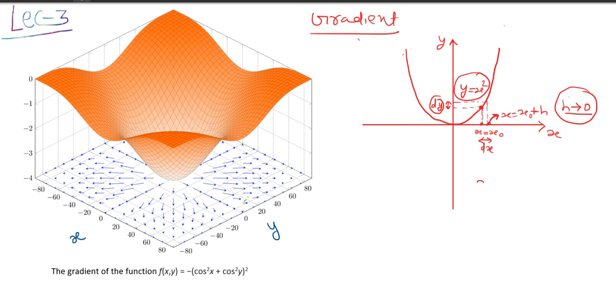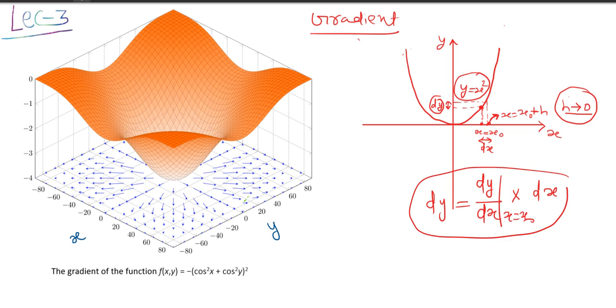So how will we calculate it? This is very simple. We would just find the slope at this point x is equal to x naught, and then we will multiply it by whatever distance we are moving from x is equal to x naught. Let's say we are moving dx distance. Okay, so this would be our change in y.